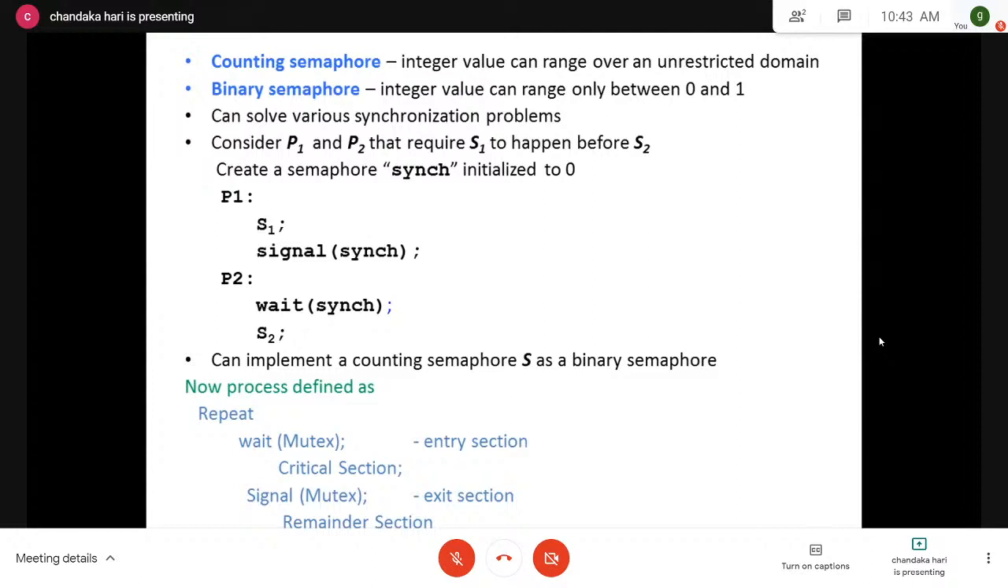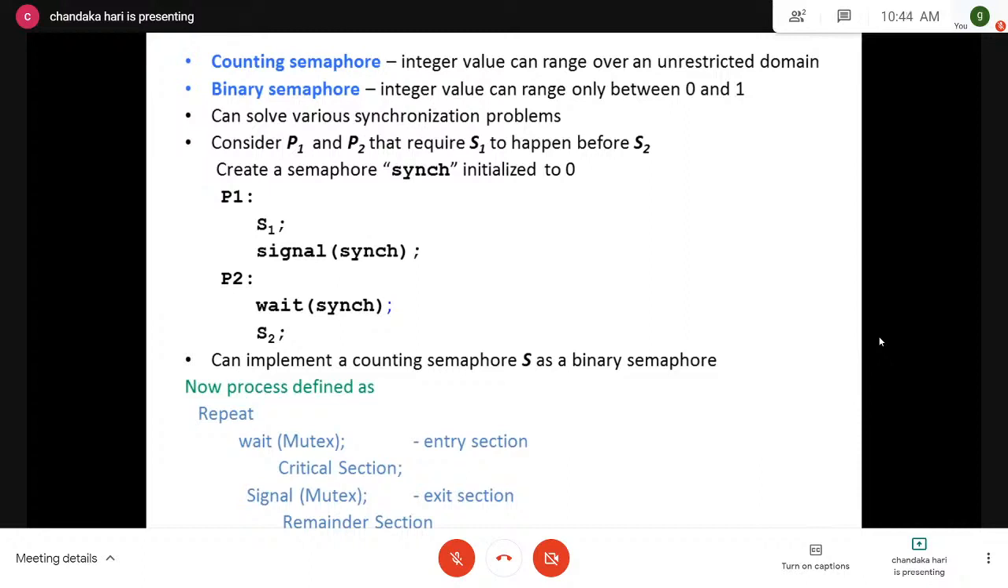Let us take a small example for better understanding. Let us take P1 and P2, which require S1 to happen before S2. Both processes, P1 and P2, are sharing a common resource. We have already designed a program in such a way that statement 1 is executed before statement 2. Both statements share a common resource. So create a semaphore initialized with 0.